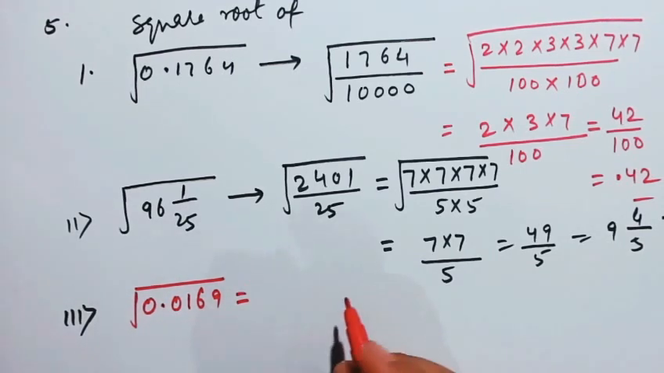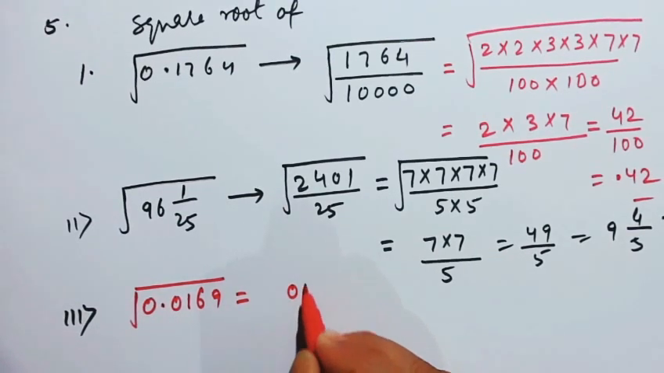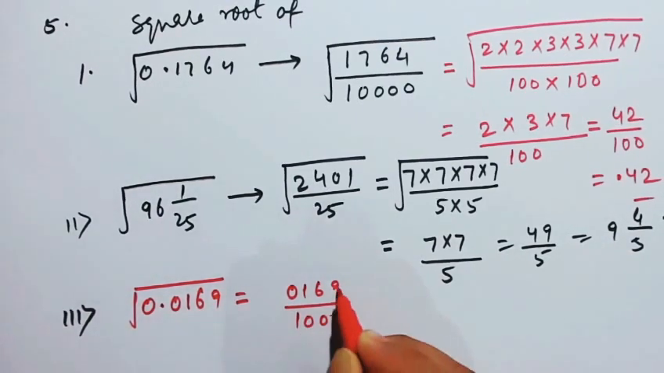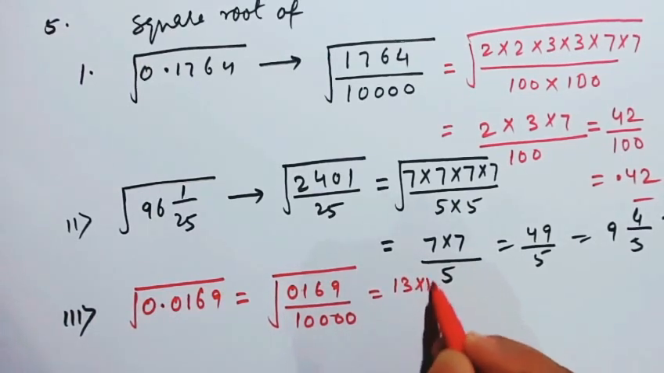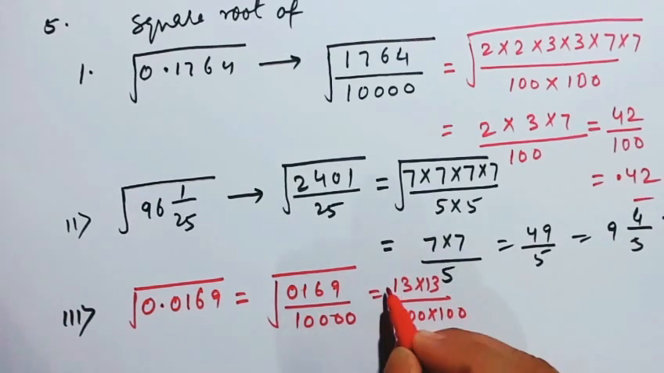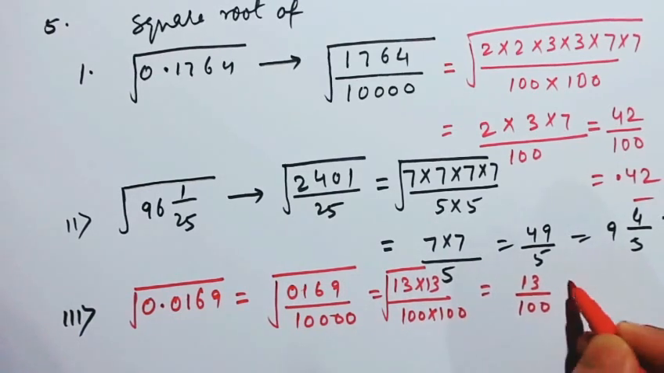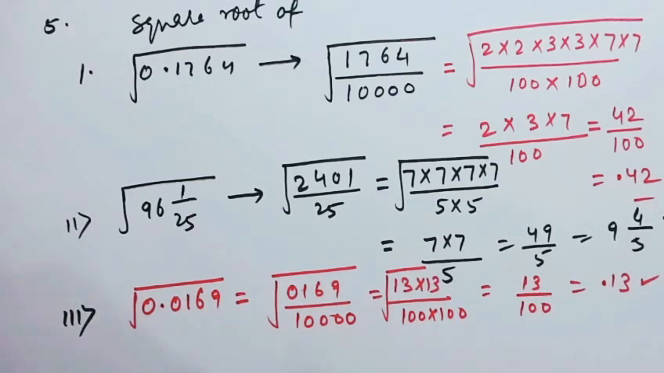0.0169, let's remove the decimal. So when we remove the decimal, we get 169 by 10000: 1 2 3 4 places. So 169, you remember it, 169 is equal to 13 times 13, and this is 100 into 100. So here this is 13 by 100, which is equal to 0.13. Very good. See, it's so smooth.